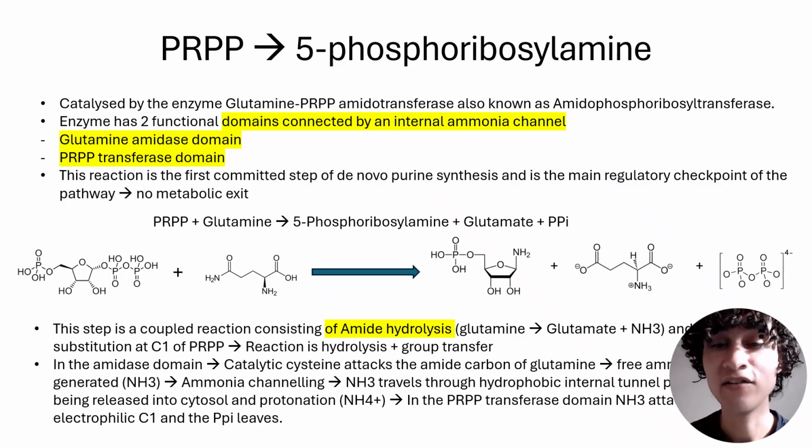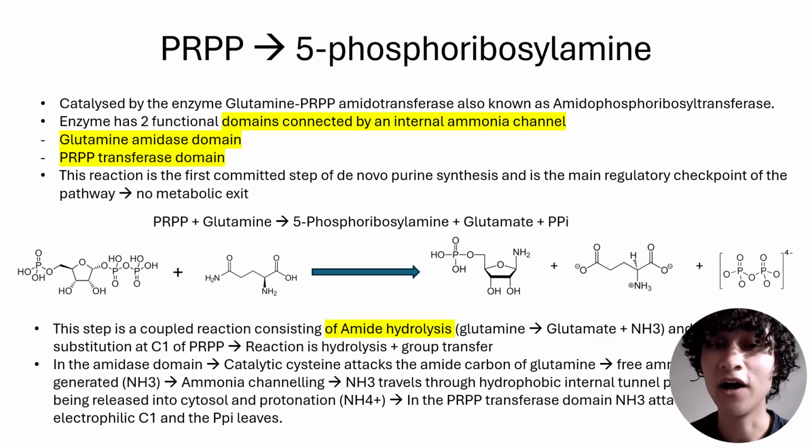Now, the enzyme that catalyzes this reaction is referred to as glutamine phosphoribosyl pyrophosphate amidotransferase, and it's also called amidophosphoribosyltransferase. So it's important to look out for the different names of enzymes in literature. They're still the same enzyme. Now, structurally, it has two domains. It has the glutamine amidase domain, and that performs the amide hydrolysis on our glutamine.